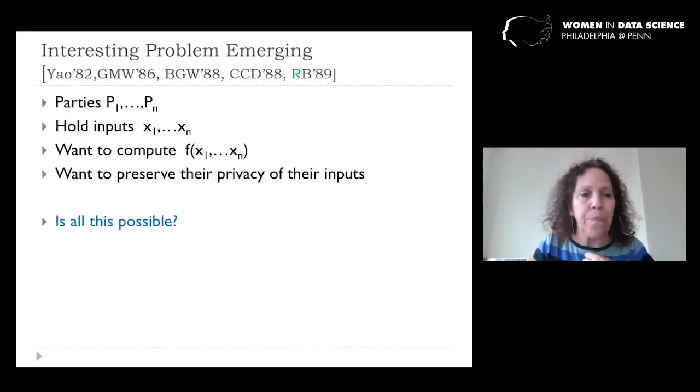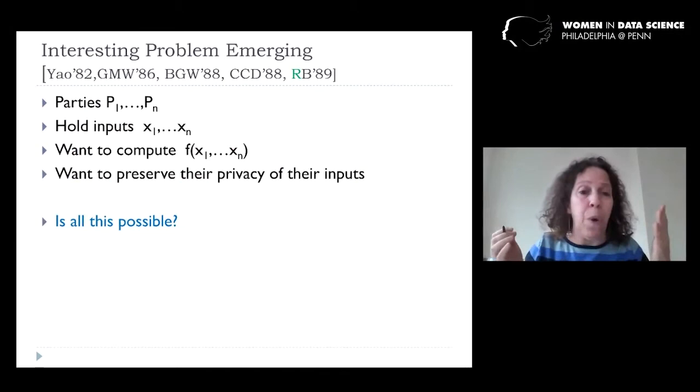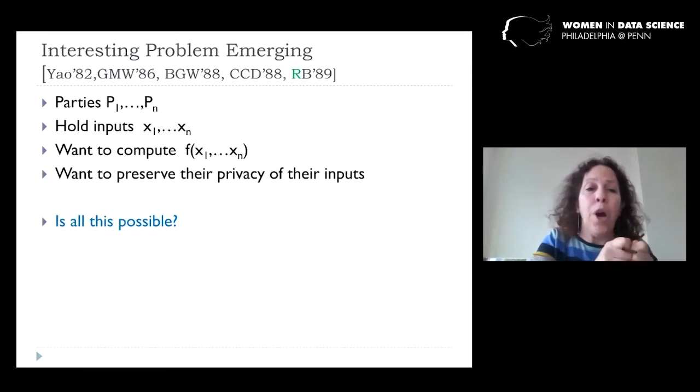So we see that an interesting problem is emerging. What is this interesting problem? We have a set of parties. Before it was Alice, Bob, and Charlie, but we can say any number of parties, P1 up to PN, and can be whatever number is needed. And each party has a secret input, XI.